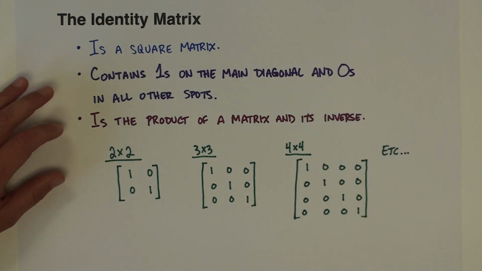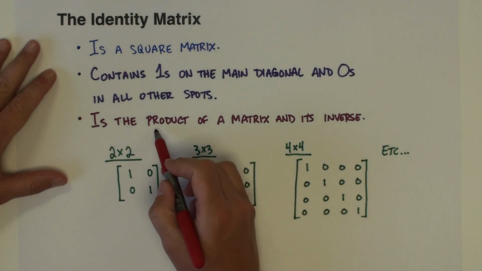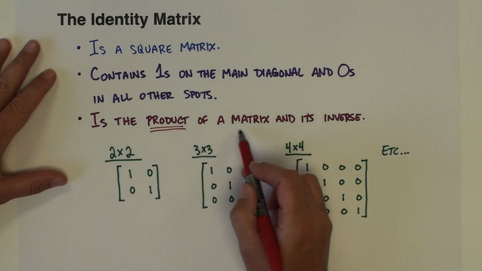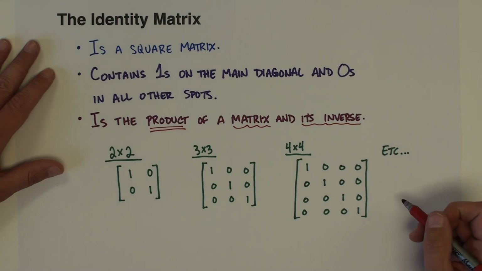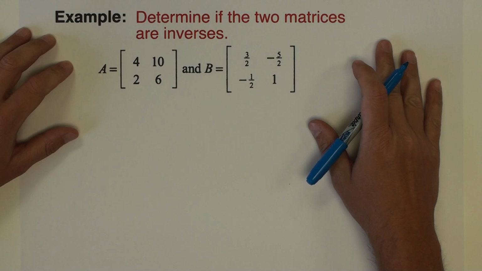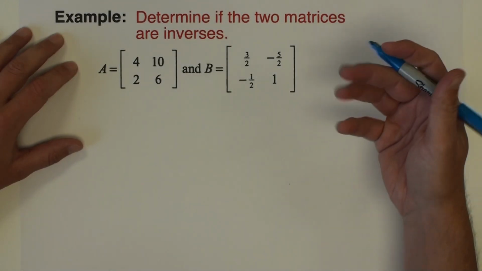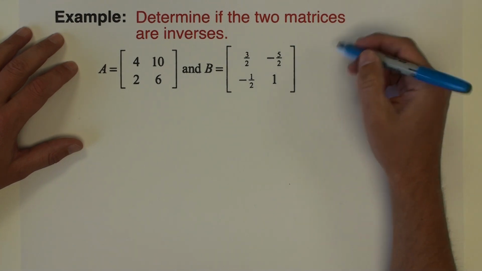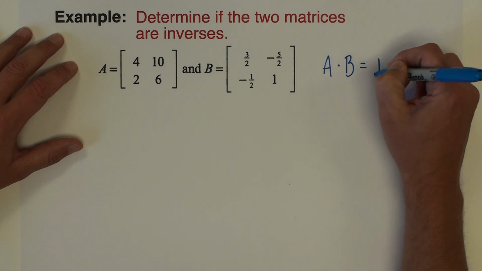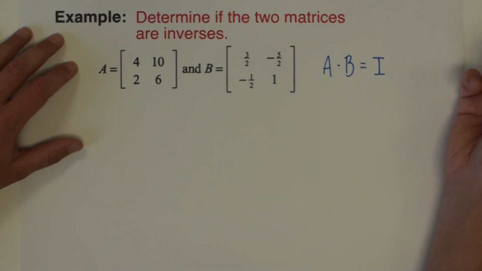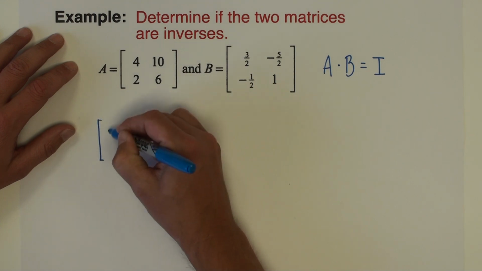Now this last bullet point, we're going to show an example problem next, that the identity matrix is what you get when you find the product of any matrix and that matrix's inverse. So let's see that in the next example problem. The directions on this problem are to determine if the two matrices are inverses. So if these two matrices are inverses, what we're looking for is that their product, if I do A times B, we're going to get I, which stands for the identity matrix. So let's go ahead and check that. Let's just set this up as a product.